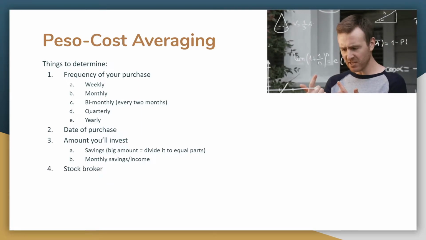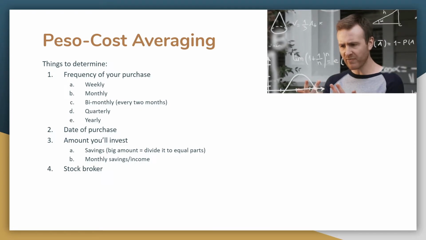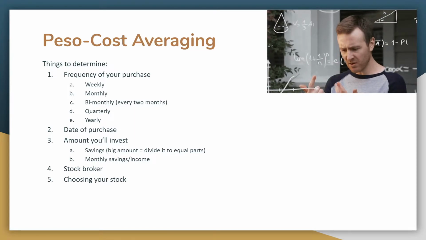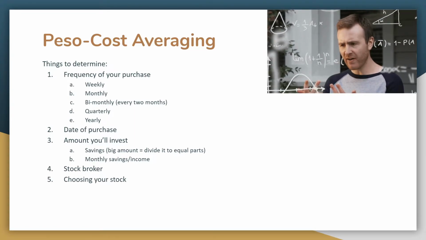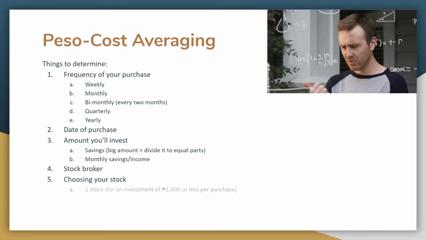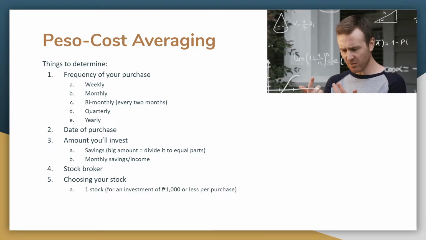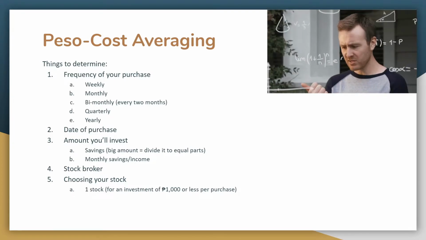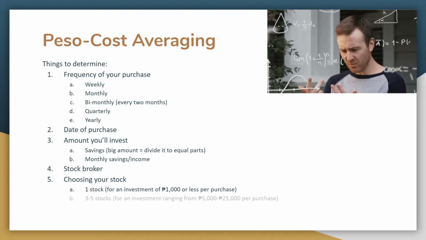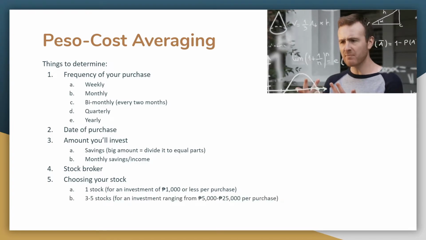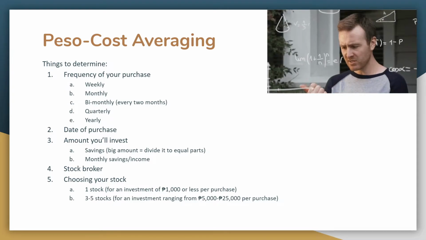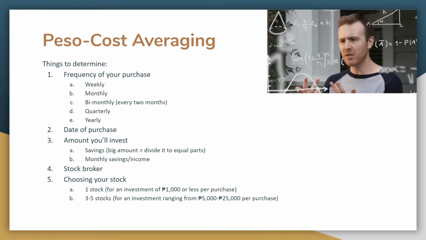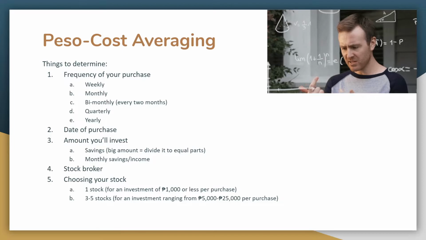And number 4, you can't really invest if you don't have a stockbroker, so you need to settle that first. And then lastly is choosing your stock. So your first option is just to buy one stock. For an investment of 1,000 pesos or less per purchase, that's the ideal one, because if you have 1,000 pesos in savings and you want to invest it and use peso cost averaging, you're better off just getting one stock instead of multiple ones.